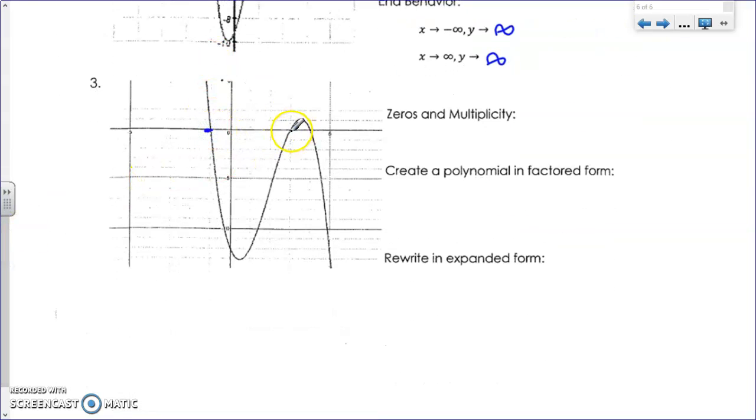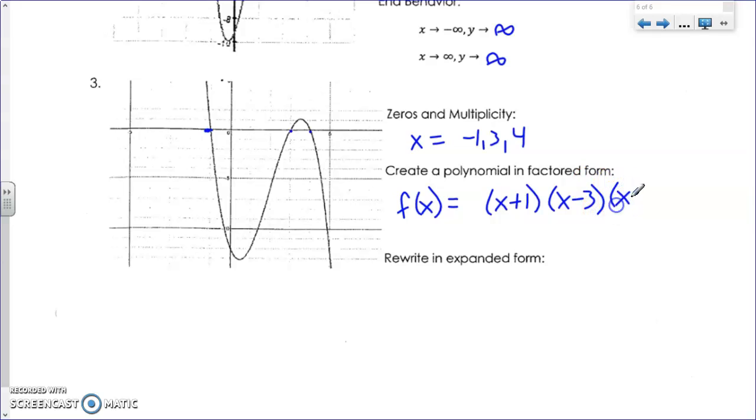We have here, here, and here. So x equals -1, 3, and 4. They all cut. So f of x equals x plus 1, x minus 3, and x minus 4. Okay, so that is an odd degree, so opposite, but it ends down, so a negative there. I'm going to let you write it in expanded form, and then you can put that there and check with me. Have a good day.